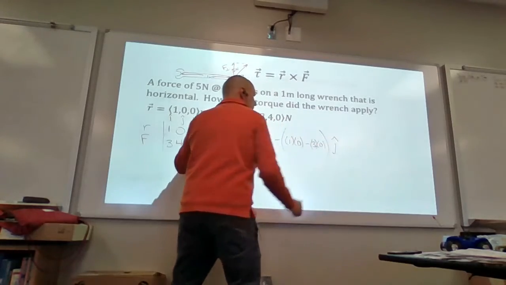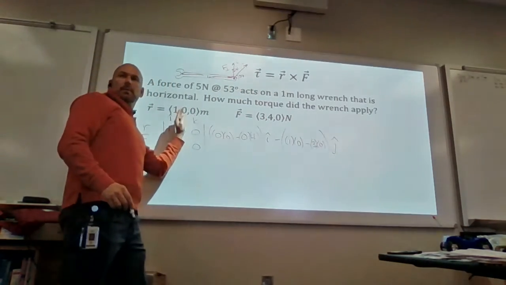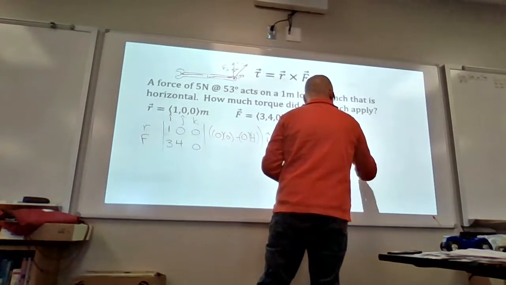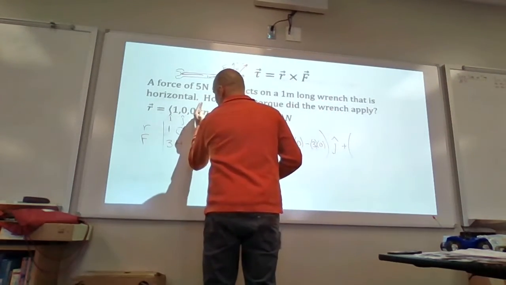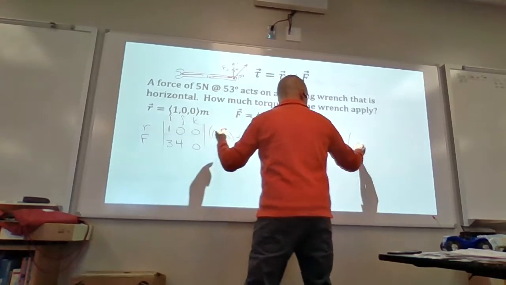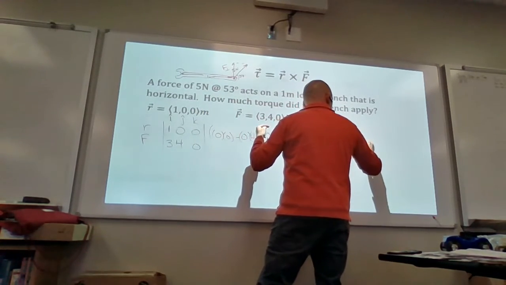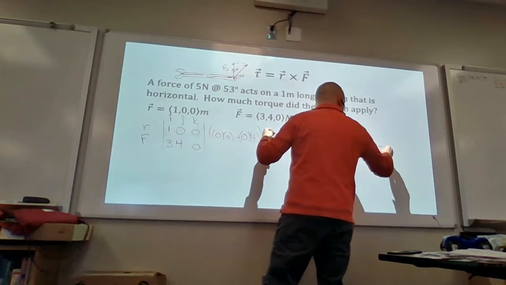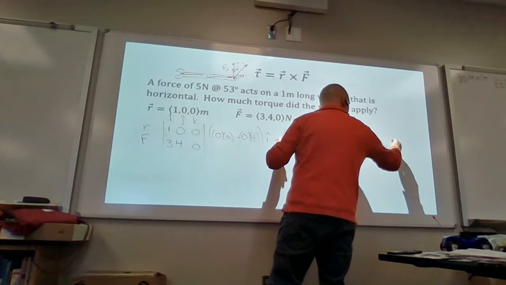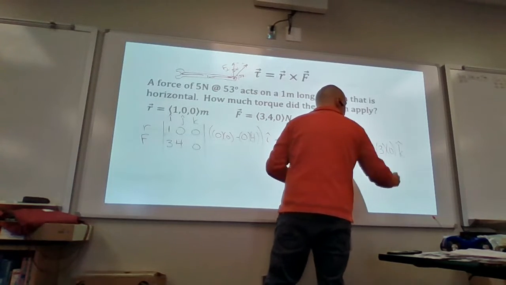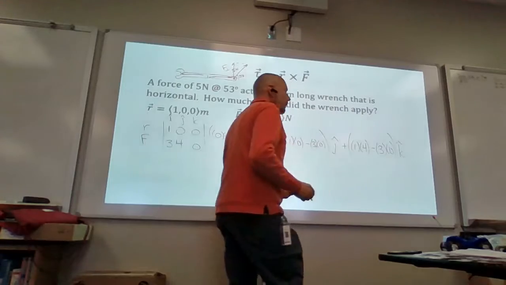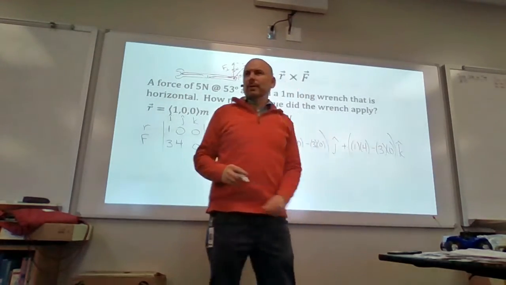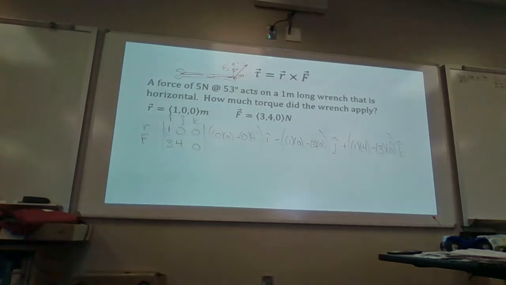J hat. Okay. And then plus, cover up the K, and go 1 times 4 minus 3 times 0. And that's going to be K hat. And so you end up, this is 0, 0. This becomes 4 minus 0, and just 4K. Okay.